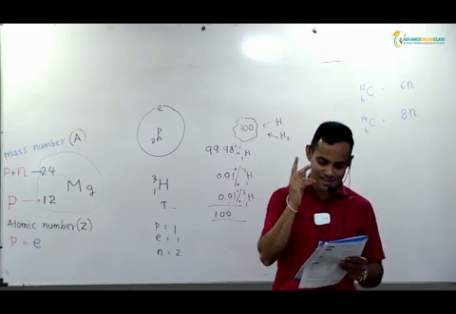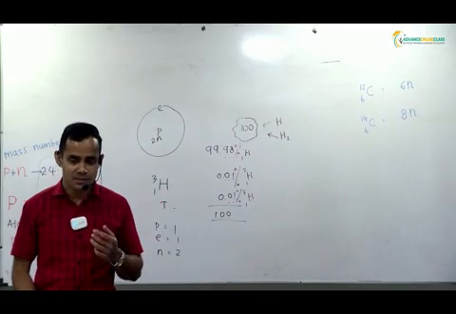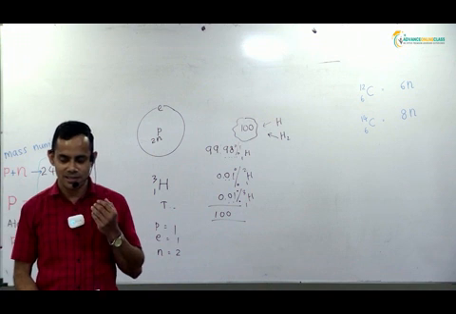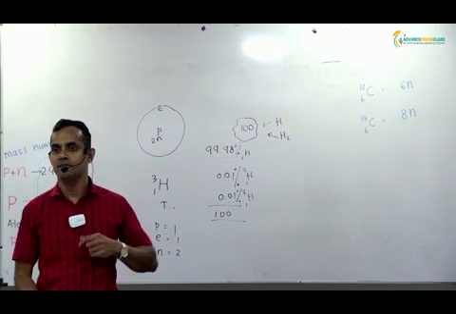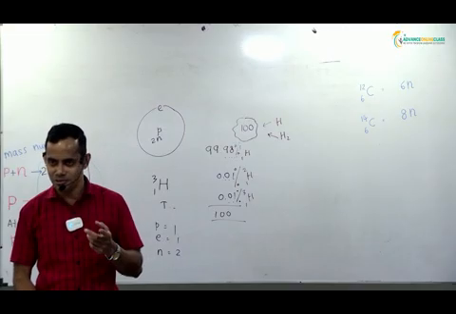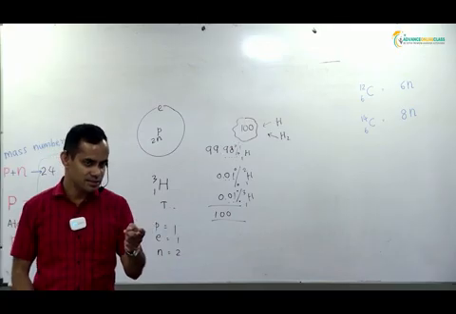Which isotope is most abundant? Remember. So highlighted protium, yes. Highlighted chlorine 17 35, yes. And highlighted oxygen 8 16, yes.